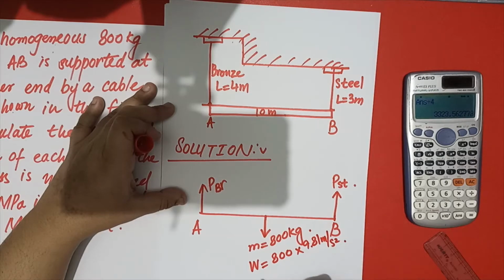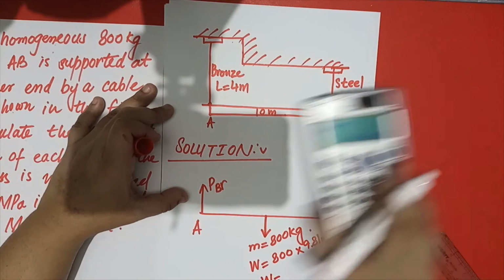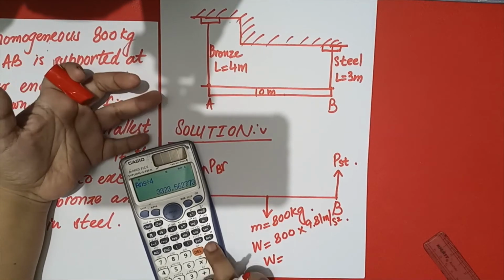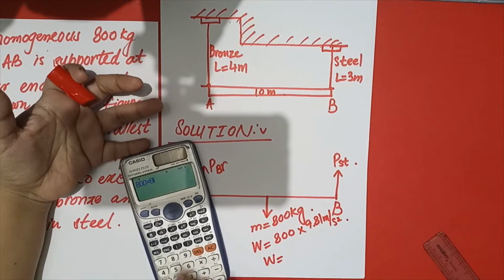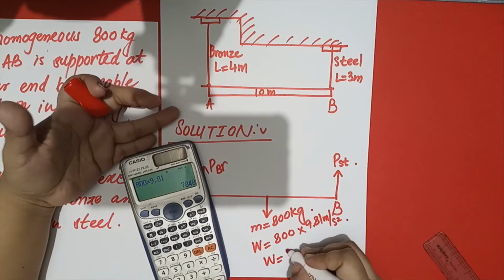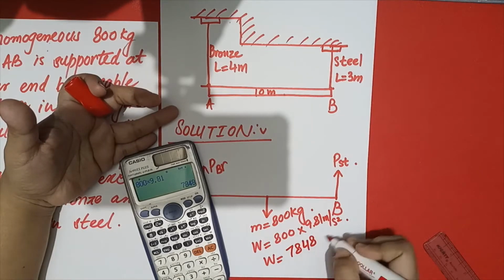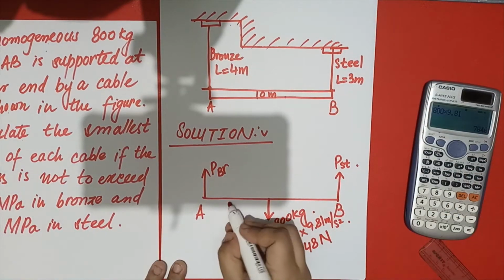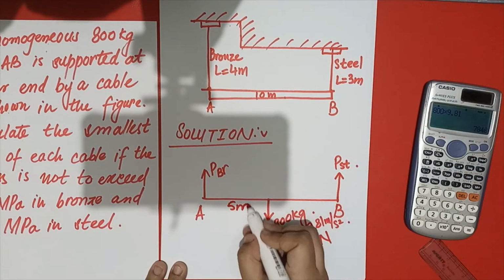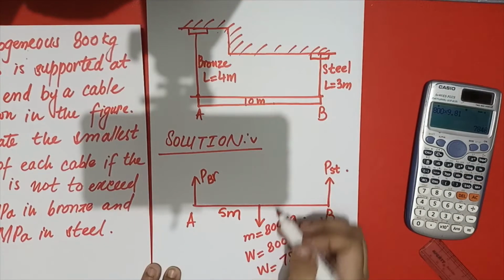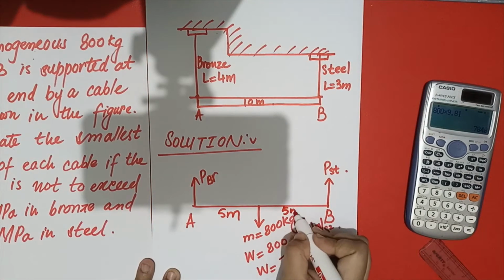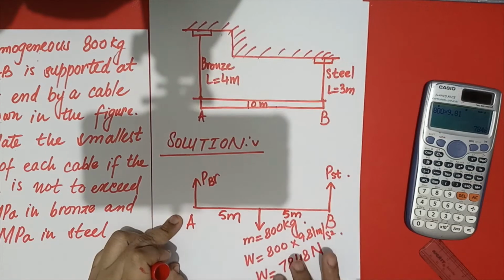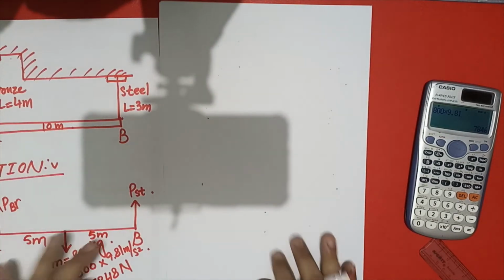So what will be the value? 800 into 9.81, the answer will be 7848 Newton. This should be 5 meter, because the length of the homogeneous bar is 10 meter, so the weight acts at the center. So we know the weight here.